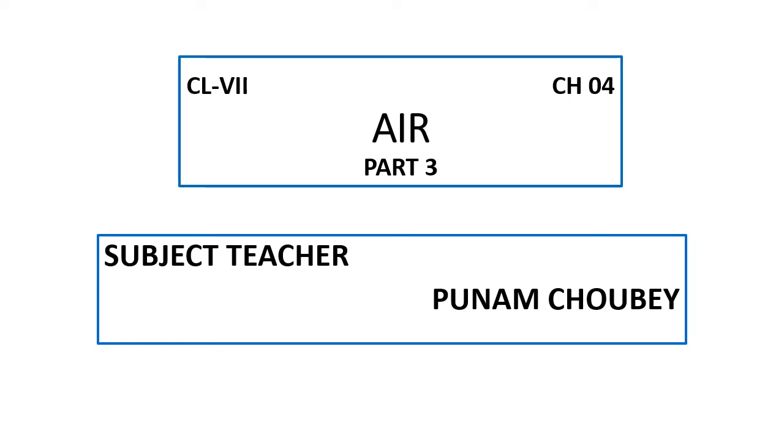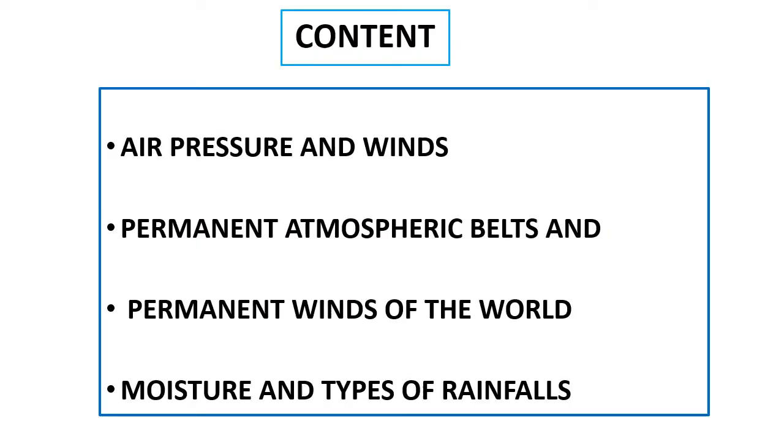Hello everyone. Today we will continue part 3 of chapter 4, Air. Contents of this part are air pressure and winds, permanent atmospheric belts and permanent winds of the world, moisture and types of rainfall.